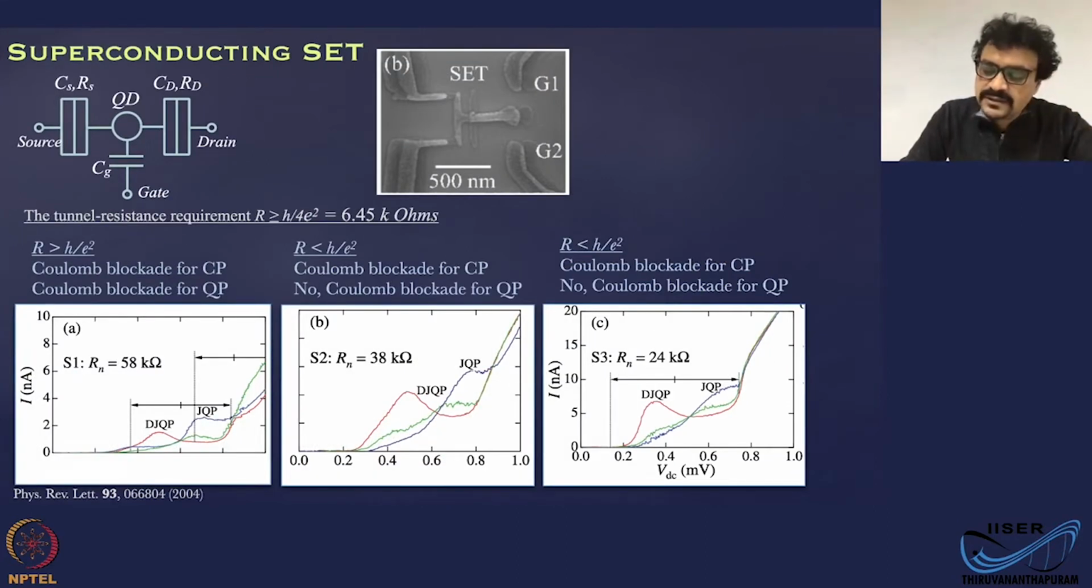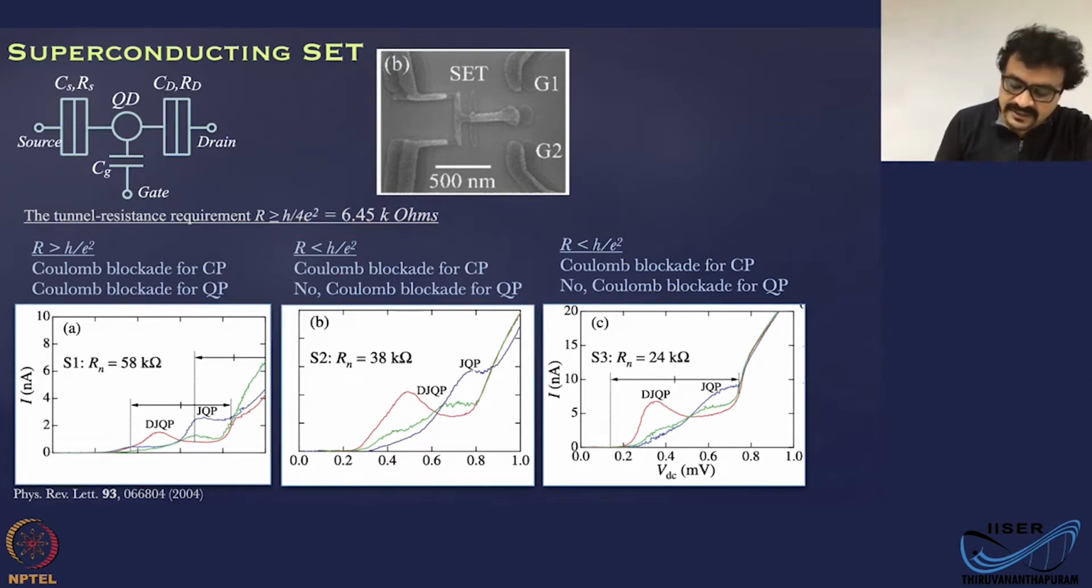We just learned that the tunnel resistance requirement for observing the charging effect of transport features involving Cooper pairs is not 25.8 kilo ohm, but it is 1/4 of that because of the Cooper pair charge. It is around 6.45 kilo ohms.